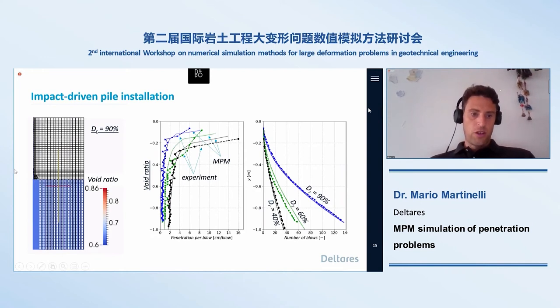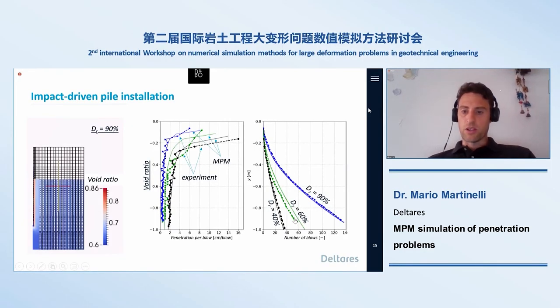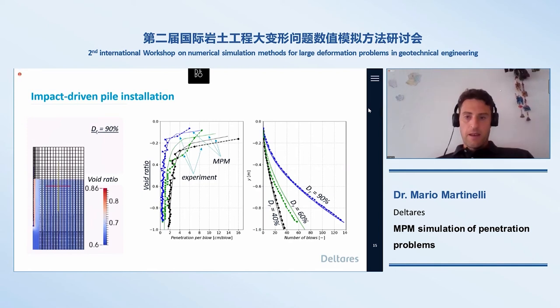On the left video, you see the penetration of the pile into the sand, and you see the void ratio evolution contour in the domain. This is a typo actually. It's not the void ratio, but the depth of the penetration. On the right figure, you see the depth of the penetration for different relative densities, comparing the experiment, the dotted line, and the MPM, the continuous line. For a single set of parameters, we were able to very nicely describe the impact-driven pile installation for this case.